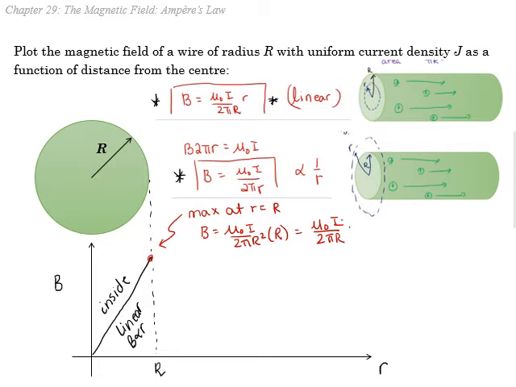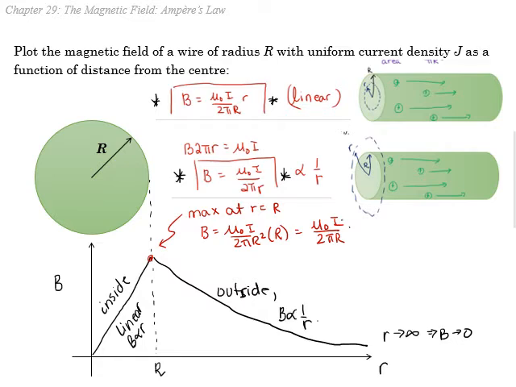Okay, once we're outside the wire, we already have our equation. B is mu naught I over 2 pi r. So B falls off as 1 over r. So we get it curving downwards. As r goes to infinity, as r gets really big, the magnetic field goes to 0. So when we're outside, B is proportional to 1 over r, and we get a curve. Okay, so there's a plot of the magnetic field as a function of distance from the center.